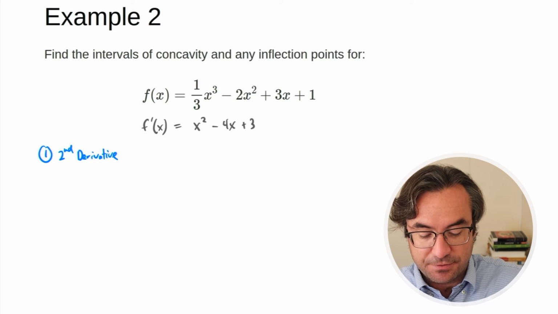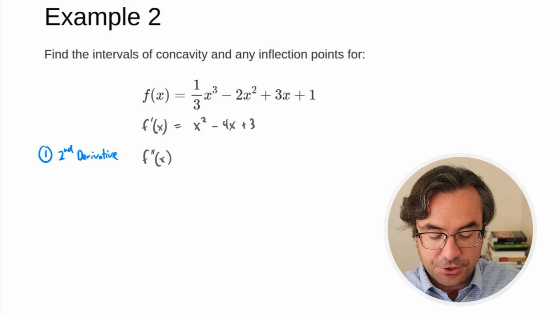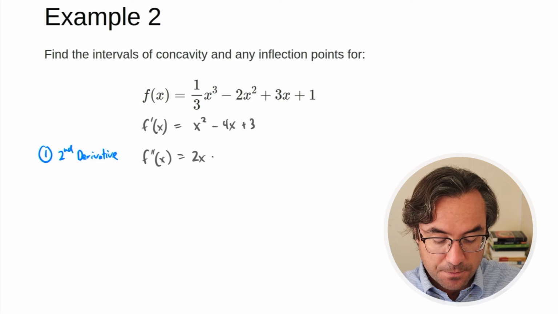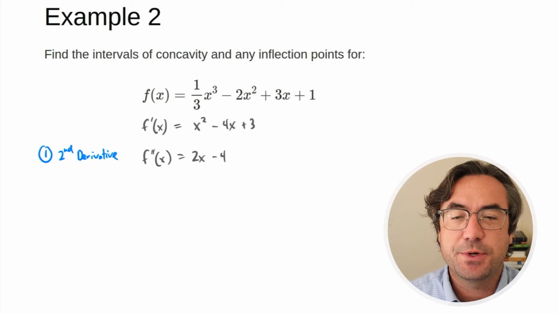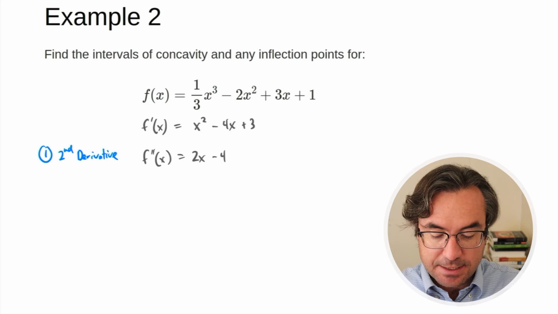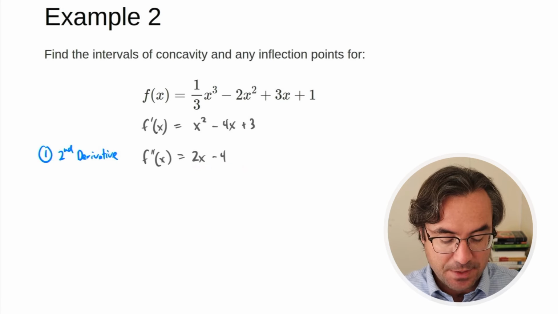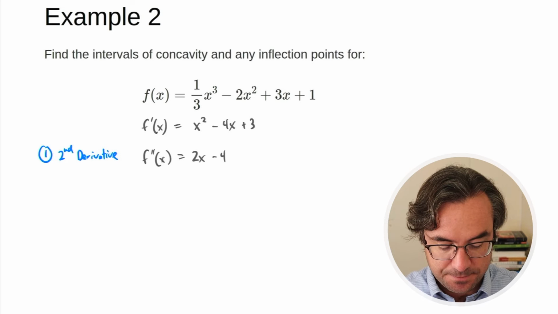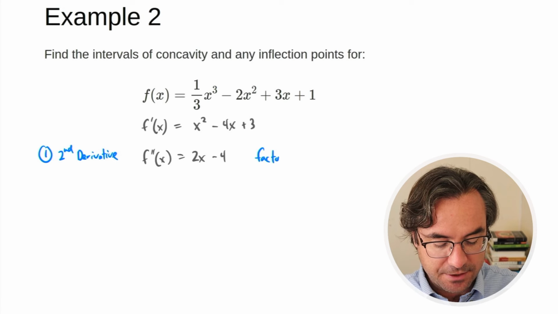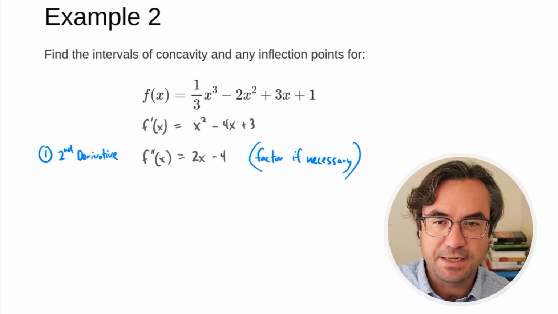So now we need our second derivative. So we're going to do it again. Differentiate the x squared, we get 2x. Differentiate the minus 4x, we get minus 4. And then the derivative of that plus 3 all by itself is just 0. Okay, so we got our second derivative, 2x minus 4. Usually, if there's more going on here, you want to try to factor it. But this is already pretty well factored. So we'll just make a note, factor if necessary. Not really necessary here, though.